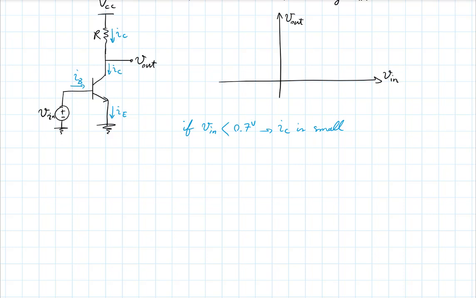And recall that the output voltage, which is VCC minus RIC, is approximately equal to VCC. It's only when V in starts reaching around 0.6, 0.7 that things become exciting. So V out is simply like this at VCC until V in hits somewhere around 0.7 volts, by which point we have some drop on the output.